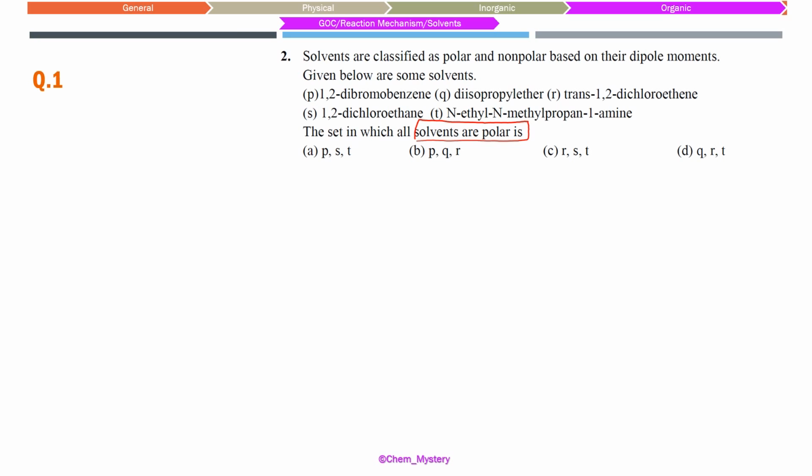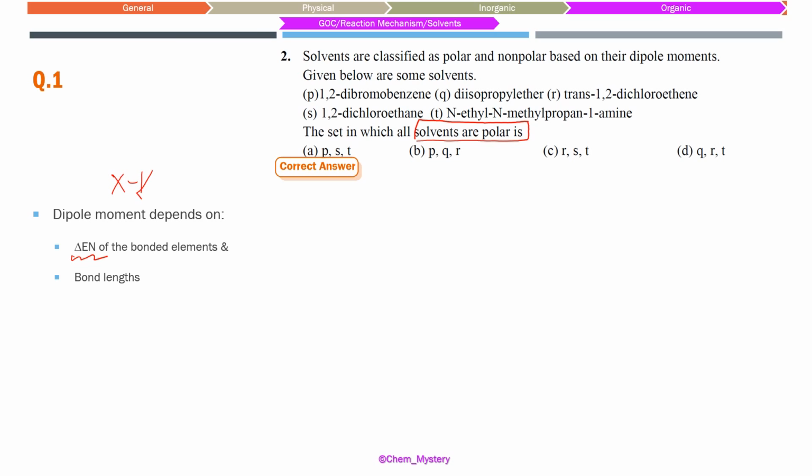How will we do this? First of all, you need to understand how polarity is compared. We understand already how this polarity is supposed to be compared. The dipole moment basically depends upon certain factors. The first thing is the difference of electronegativity. If we have two elements X and Y bonded, the greater the difference of electronegativity, we can expect greater polarity. First thing.